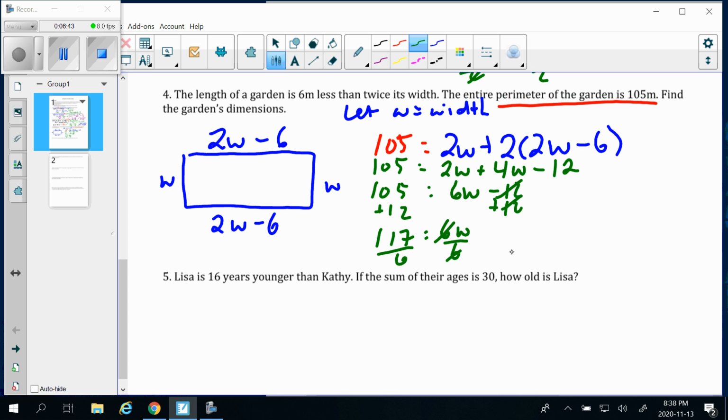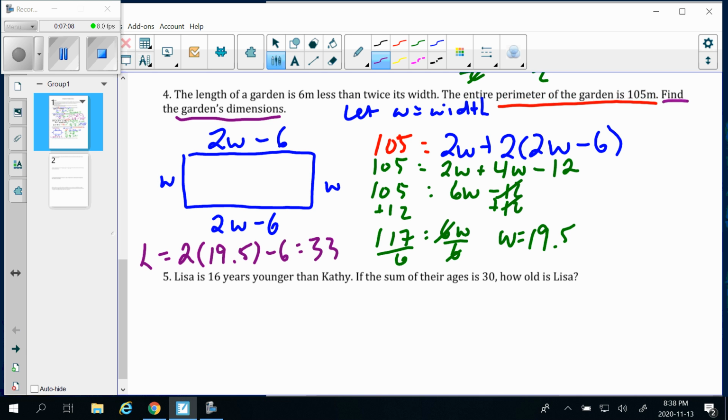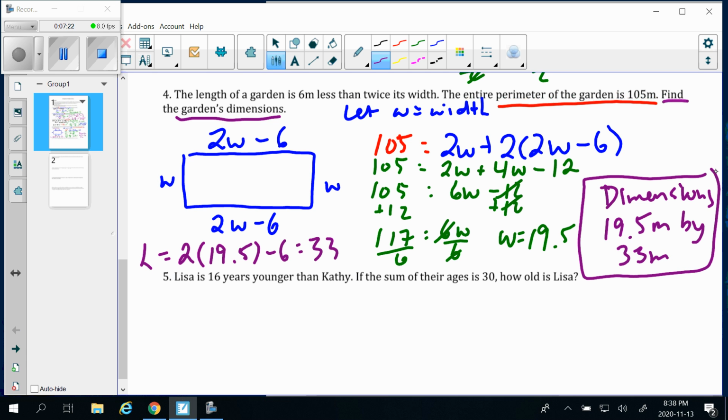So we found out that W is 19.5, but it asked us to find the garden's dimensions. That means both of them. So although I have found that the width was 19.5, I have not figured out the length. So to get the length, I actually have to evaluate one more time and see what I get. And I'm getting 33. So then you would say that the dimensions are 19.5 meters by 33 meters. So make sure that you actually answered the question.